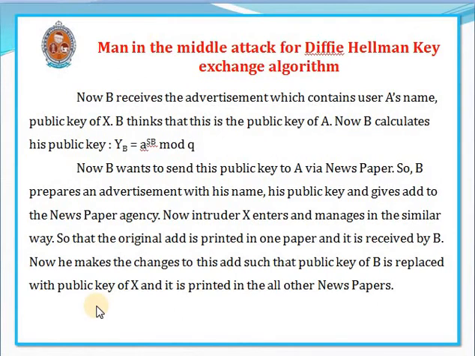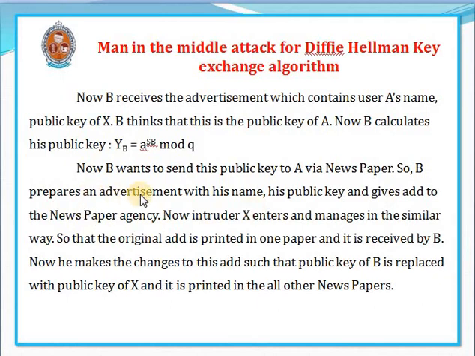User B receives the advertisement in which we have user A's name and the public key of X. That is, that public key is modified by X, the intruder. Now B thinks that this is the public key of A. Now B calculates his public key by using the formula YB equal to a to the power of SB mod q. Now B wants to send this public key to A again by using some newspaper.